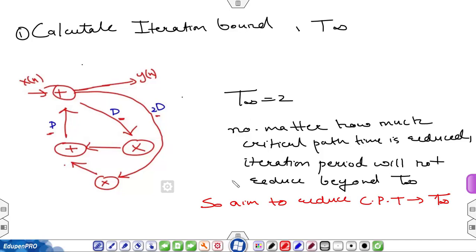Okay, so why are we calculating this? Because no matter how much the critical time is reduced, the iteration period will not reduce beyond T infinity, that is the iteration bound. So suppose you have a critical path, so for this circuit you have a critical path time equal to 3 unit time.